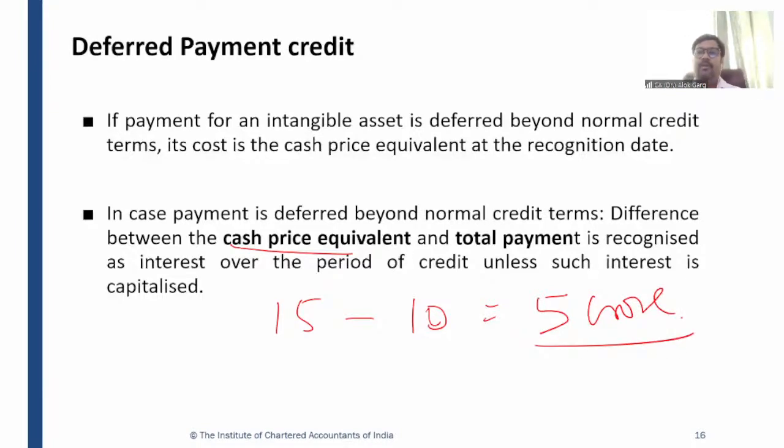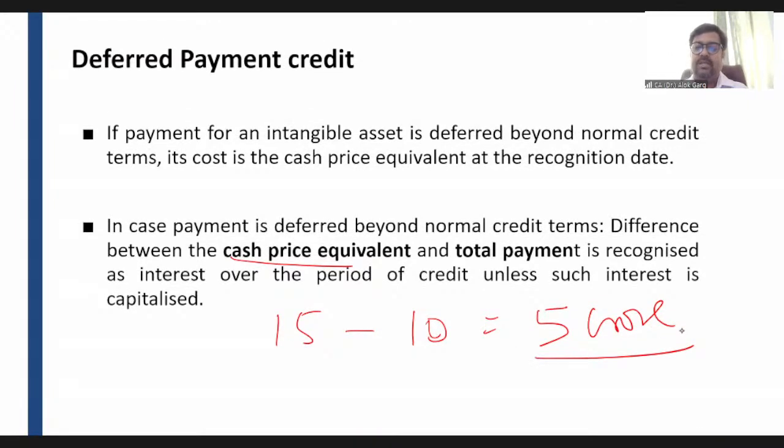Okay. If such asset is a qualifying asset and as per Ind AS 23 such finance cost can be capitalized, then it will be 15 crores only. Otherwise it should be 10 crores. The asset has to be recognized at 10 crore on the cash price equivalent, and the difference between consideration paid, I mean to say total payment, versus cash price equivalent will go to finance cost, right? Is it clear?